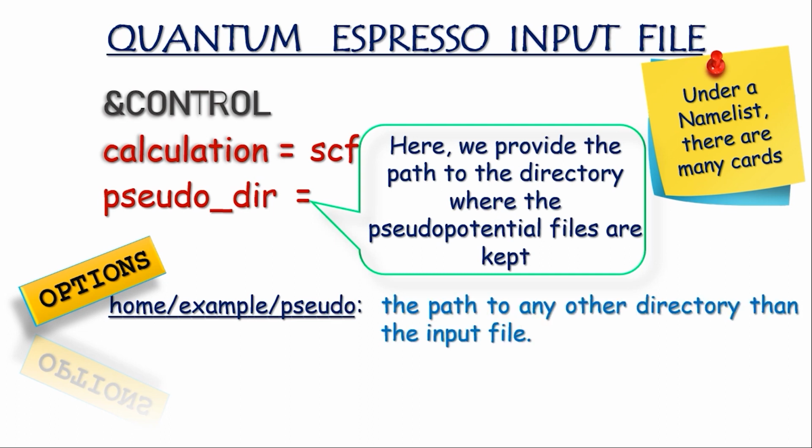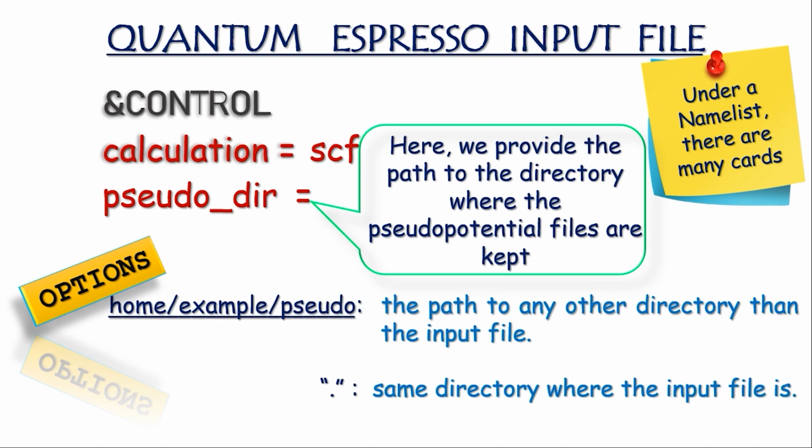home/example/pseudo, maybe, and in your computer it might be different also. Another option is you may just put a dot within quotations. This means that the pseudopotential files are kept in the same directory where the original input file is. Okay. Initially, the last option will be good for you.